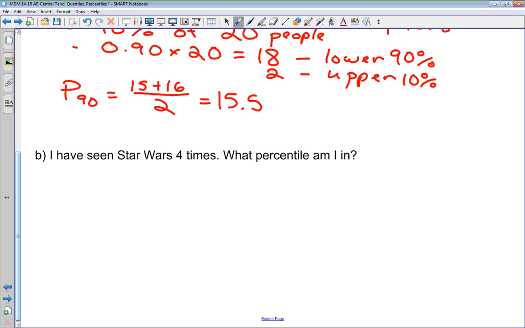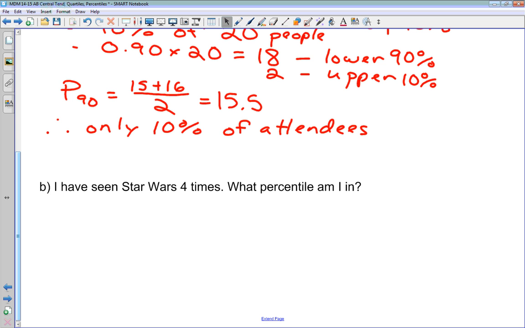So what can we conclude from this number? We could say something like, therefore, only 10% of attendees, people who had attended this conference, have seen Star Wars 16 or more times.